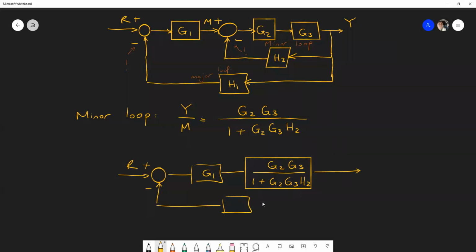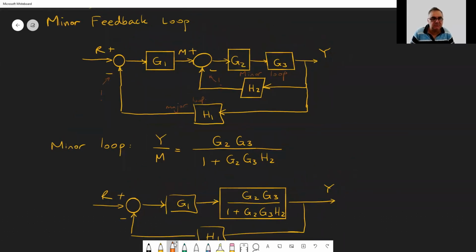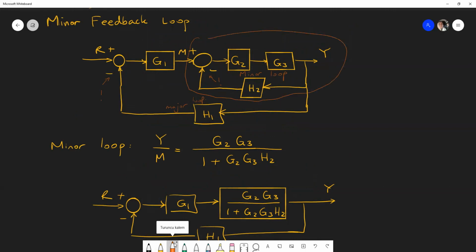Excuse me, John. Yes. Why is it Y over M, the minor loop? Just a second. Shouldn't it be like Y over R? No, the minor loop is this one. Let me just put it in a circle. This one. Oh, okay, sorry, thanks.